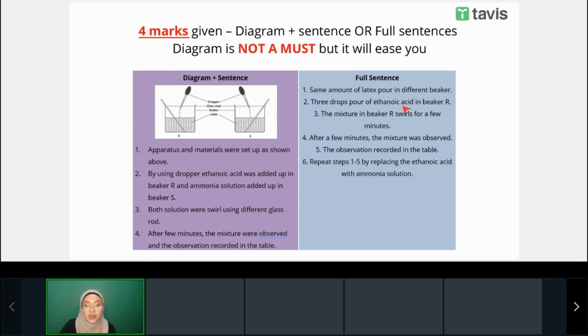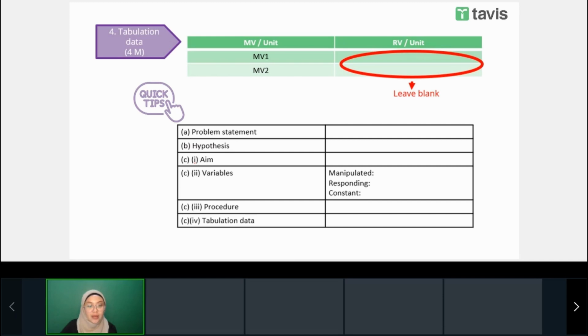How do you put the latex inside the beaker? You have to put the solution inside the beaker. Okay, so it's up to you. A diagram is not a must, but it may ease you. You don't have to write that long.